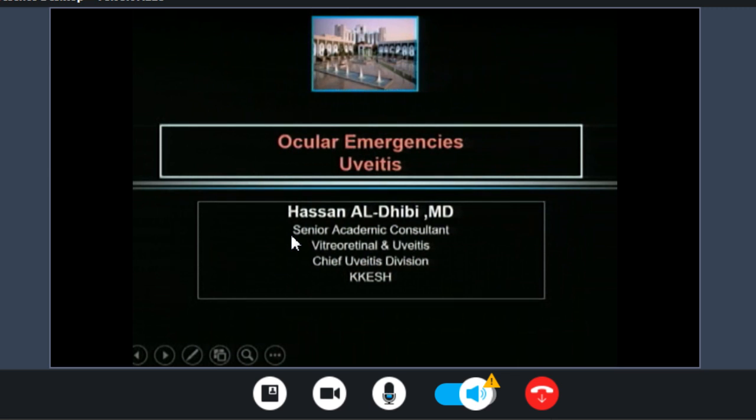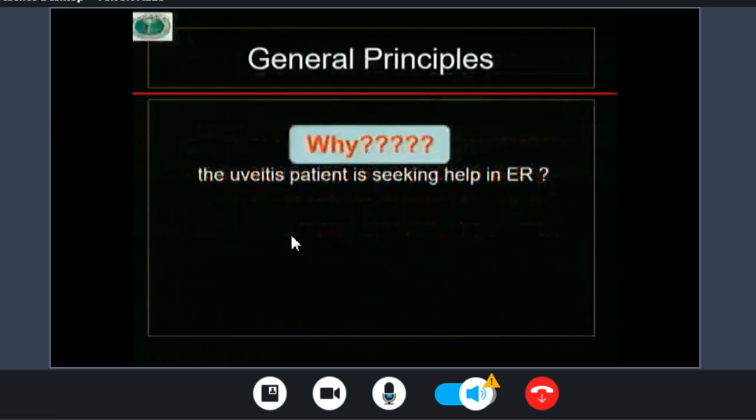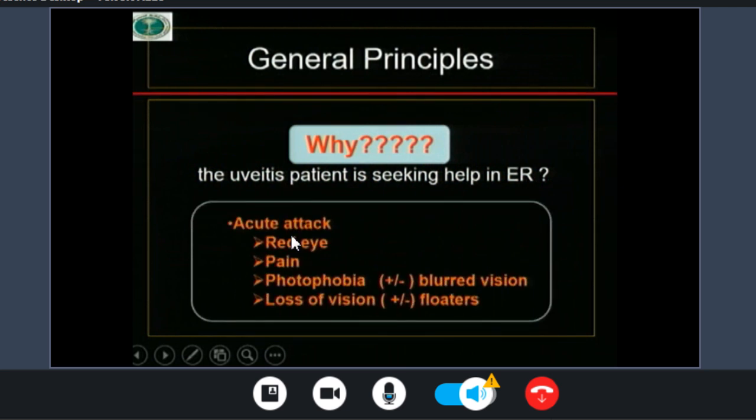So to deal with the emergency in ophthalmology and in uveitis in particular, you need to use your clinical skills and sense to realize the most essential symptoms and signs reflecting a true ocular emergency, especially in uveitis. Some patients might come with a complaint that goes with emergency situations, or might be just only symptomatic. So why is the uveitis patient seeking help in the emergency room? This is a question that we have to ask ourselves when we are seeing a patient in the emergency room.